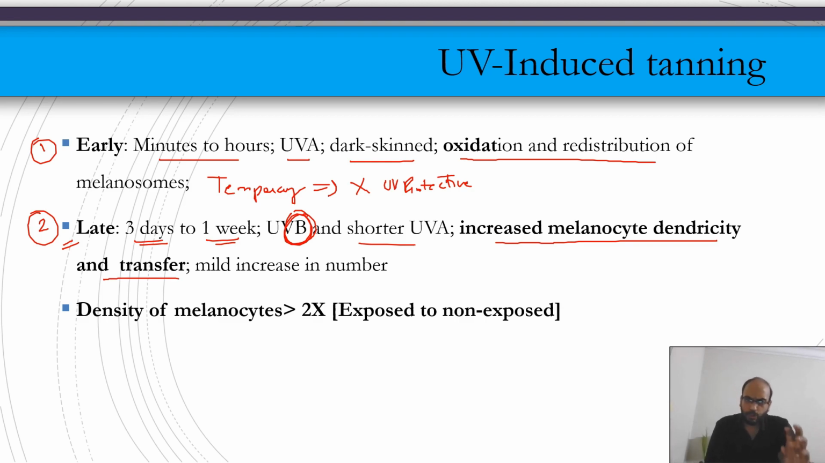Okay. So in the early tanning, the color was because of oxidation and redistribution of melanosomes. In late tanning, it is because of increased transfer of melanosomes to the keratinocytes. There is also a mild increase in number, but the major process is increased melanocyte density and transfer.